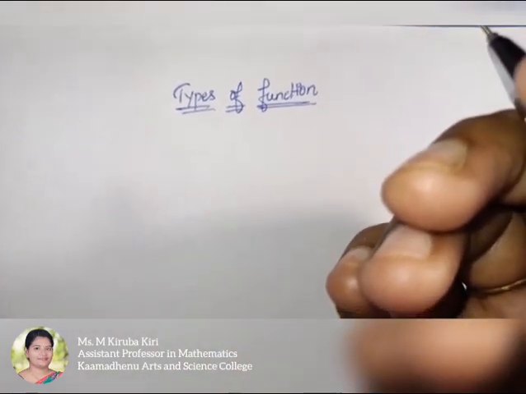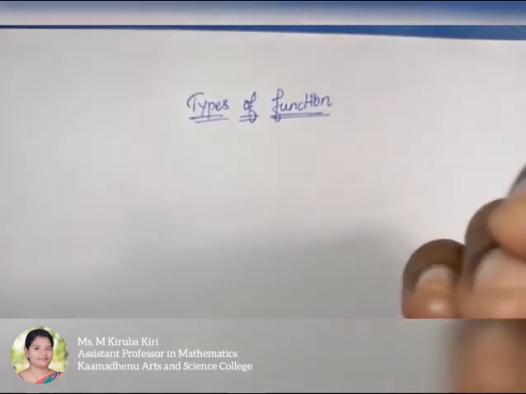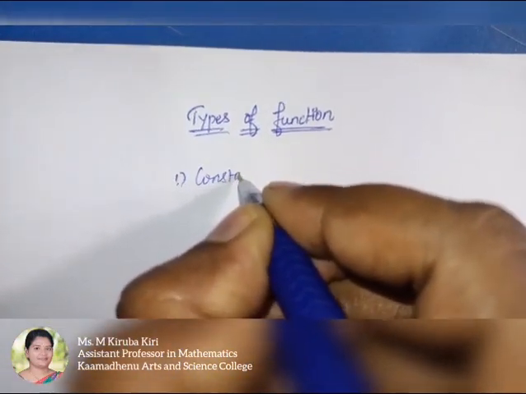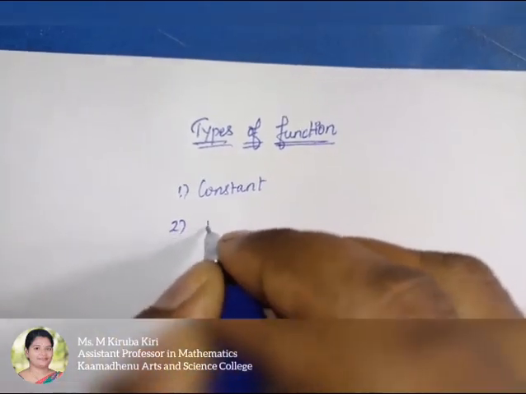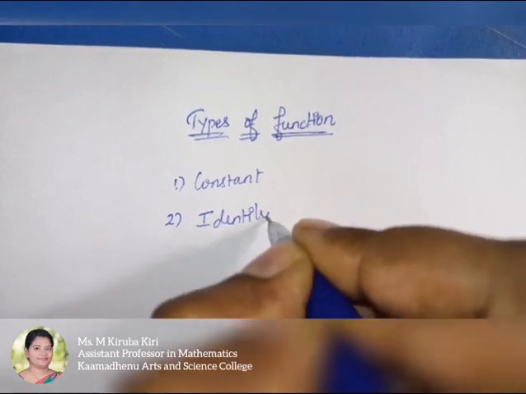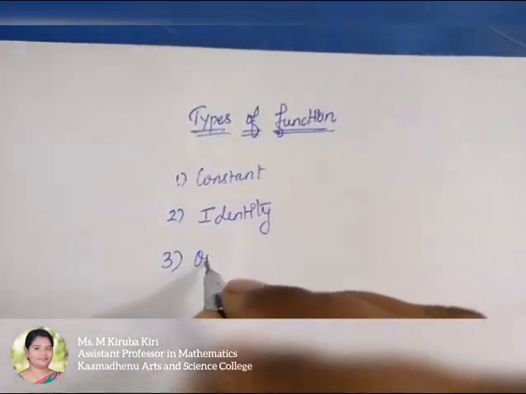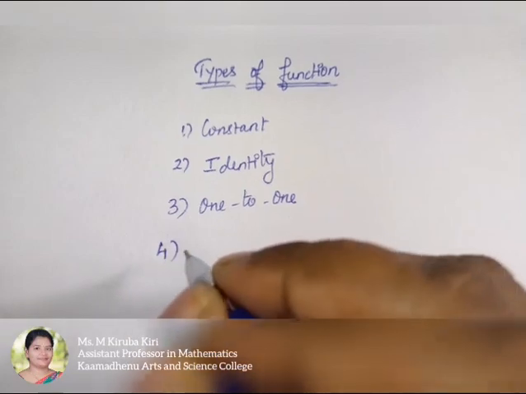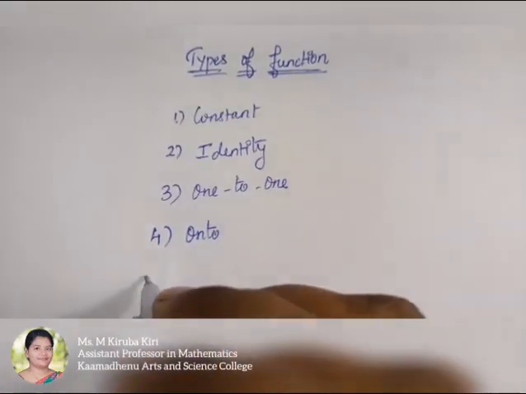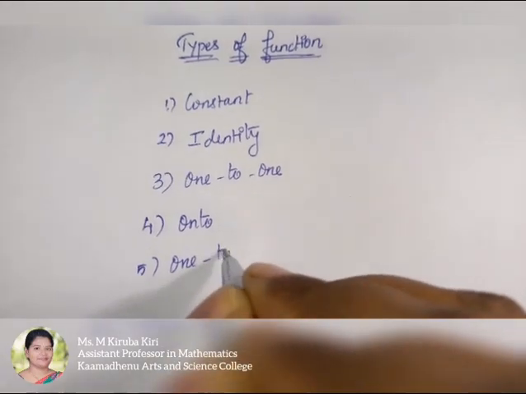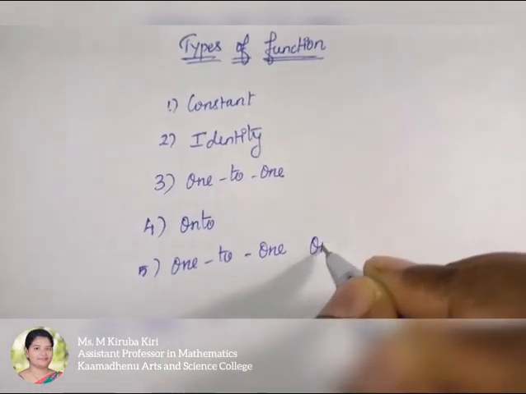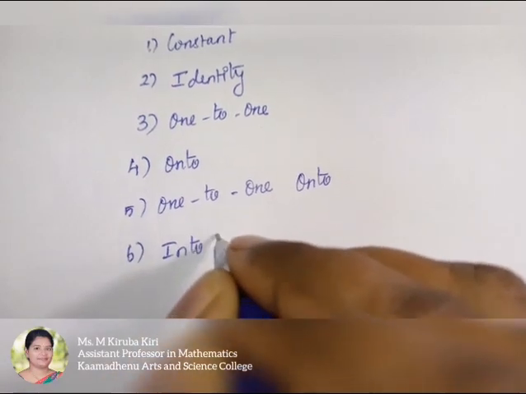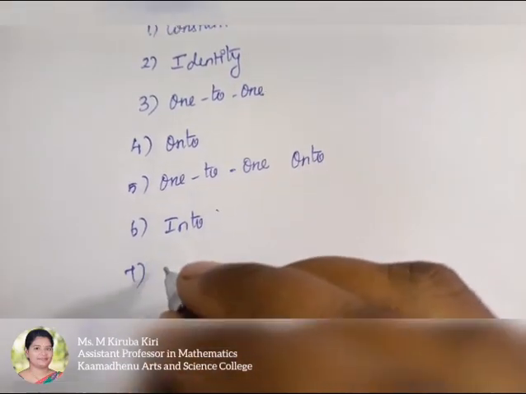Now, I would like to explain some types of functions in this video lecture. The first type is constant function, and then the second type is identity function, and then the third one is one-to-one function, and then the fourth one is onto function, and then the fifth one is one-to-one and onto function, and then the sixth one is into function, and then the seventh one is many-to-one function.